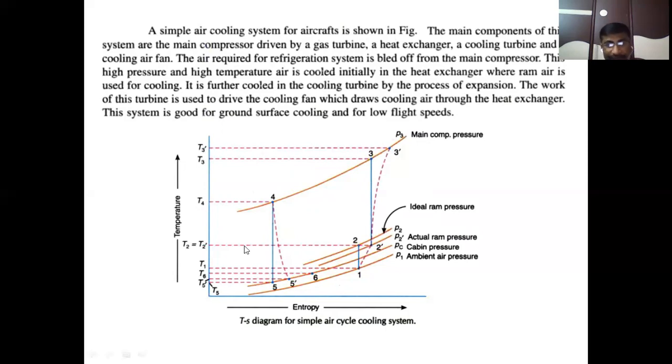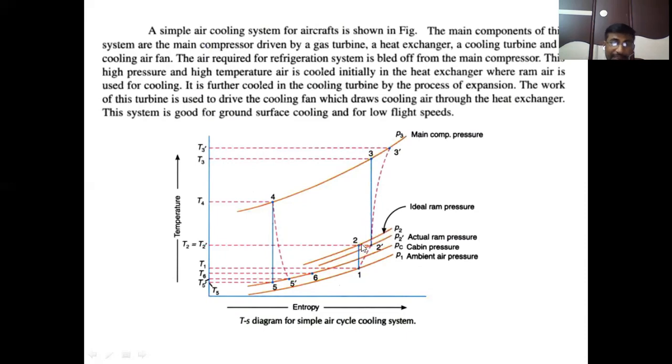This is the TS diagram, the temperature entropy diagram. Initially, the air enters the aircraft at state point 1 at ambient pressure. Ambient air pressure is P1. After entering the aircraft, due to ramming action in the diffuser, the air pressure increases from ambient pressure to the ideal ram pressure. P2 is the ideal ram pressure. Ideal means isentropic. If the air follows the isentropic process, the pressure increases vertically in the TS diagram from 1 to 2.